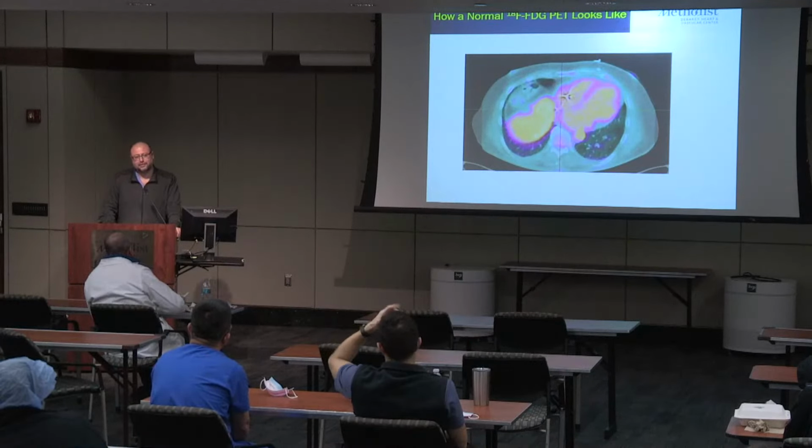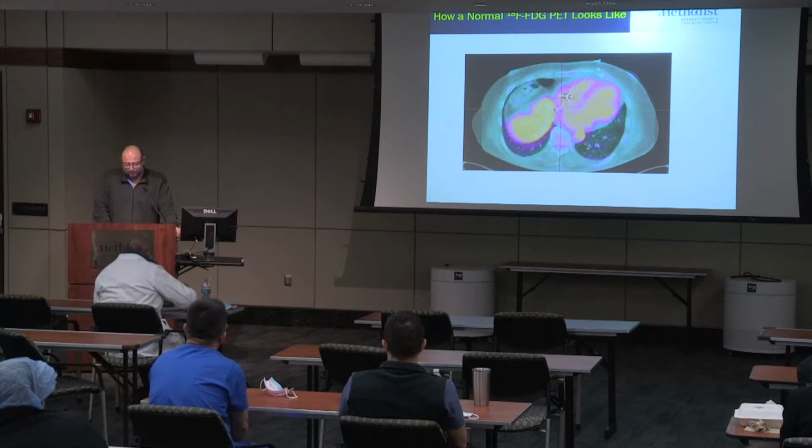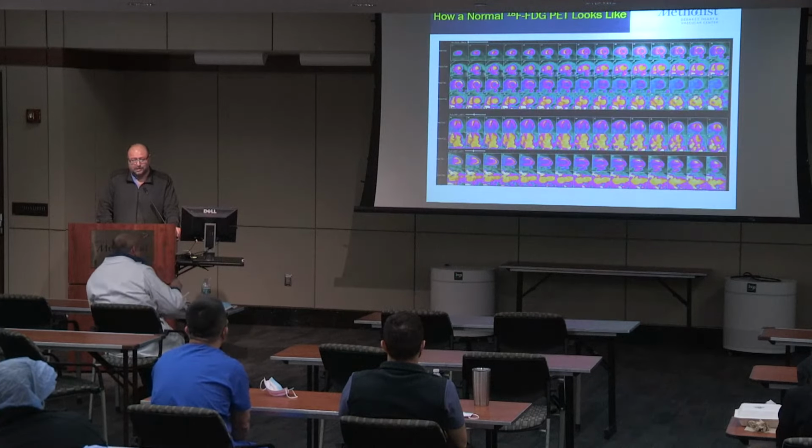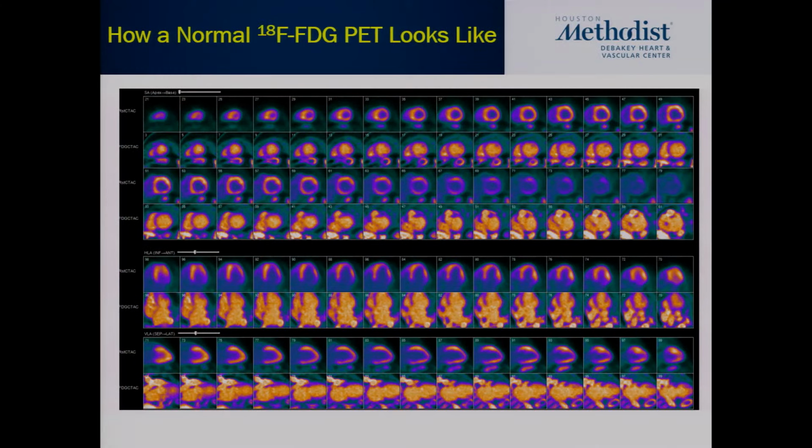We're coming to that. Okay. All right. So now this is how a normal scan looks. You see it like a negative image, all the FDG in the blood pool, and there is nothing in the myocardium.